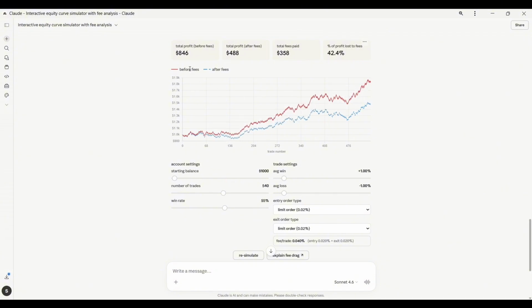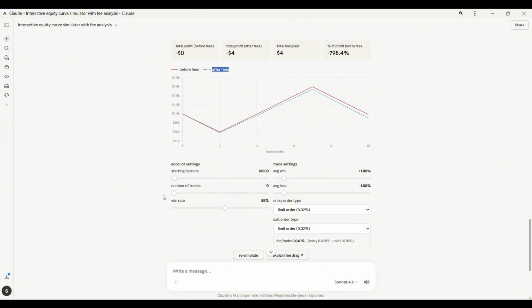The red line is what my profit, or what my bankroll, could look like before fees, and the blue line is how my bankroll could look after fees. So if I've only taken a small number of trades, let's say 10, and let's say I have a starting balance of 1,000, 55% win rate, average win is 1%, average loss is minus 1%. And let's say I'm using a limit order to enter trades, and when I'm exiting, I'm also using a limit order to exit. This is the simulation over 10 trades.